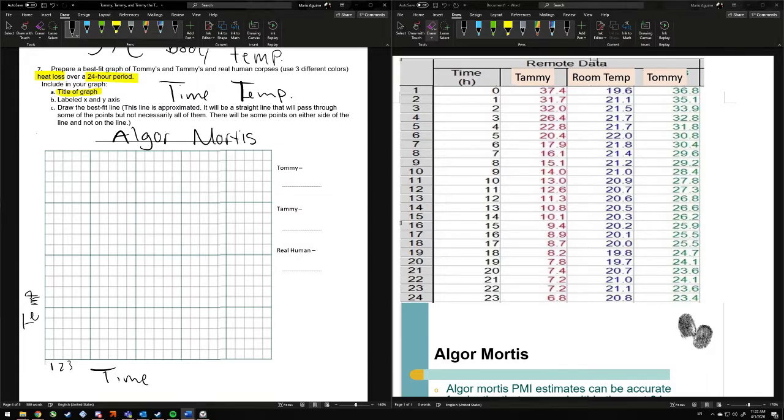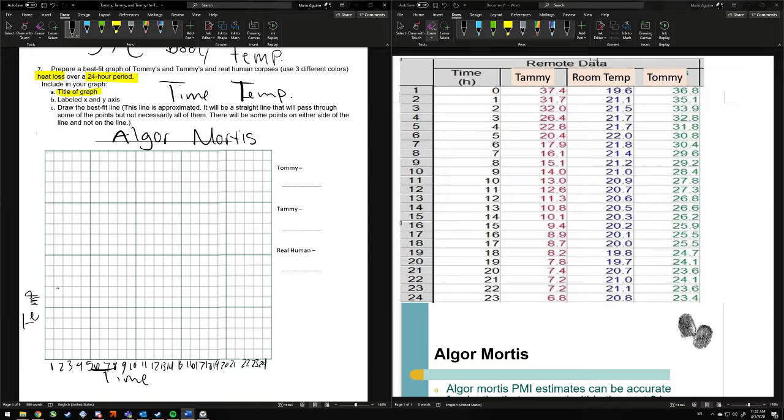1, 2, 3, 4, 5, 6, 7, 8, 9, 10, 11, 12, 13, 14, 15, 16, 17, 18, 19, 20, 21, 22, 23, and finally 24. So we have all 24 of our hours here at the bottom.